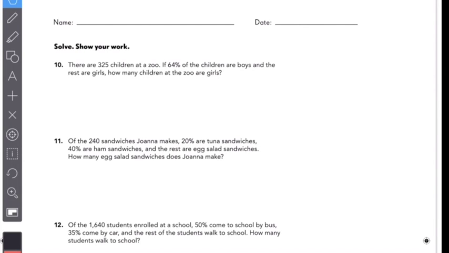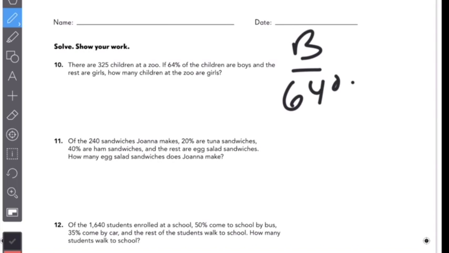Okay, so let's go to the last section here, the word problem. Let's do the first one. It says there are 325 children at the zoo, 64% of the children are boys. So I know that 64% are boys. Then it says the rest are girls, how many children at the zoo are girls? If 64% are boys, I should know that it's based on 100%. So girls would be 36%. So 36% of the total children are girls, 64% are boys.